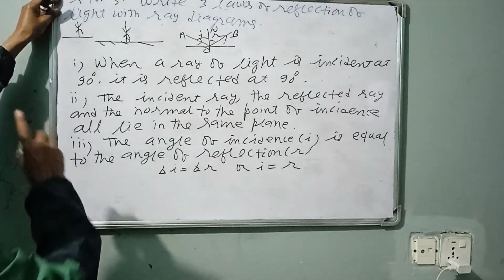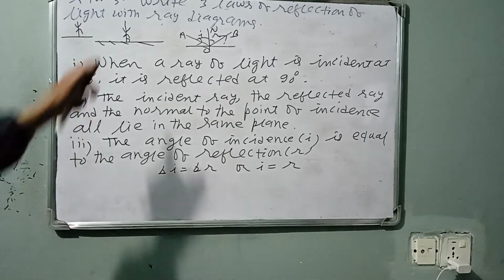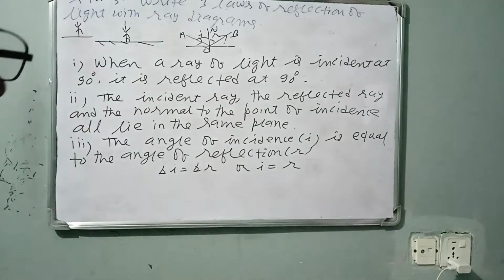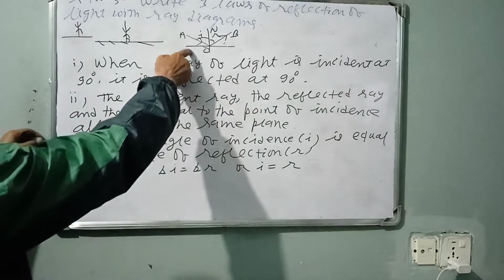Question number 3, laws of reflection of light, because it is very necessary to understand the differences between reflection and refraction. It is in class 7.